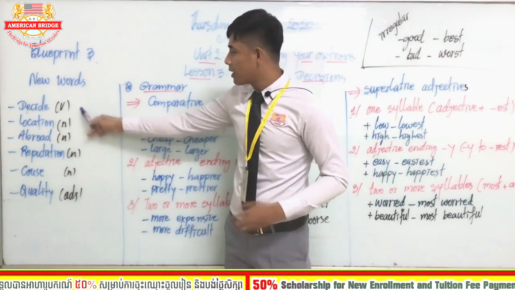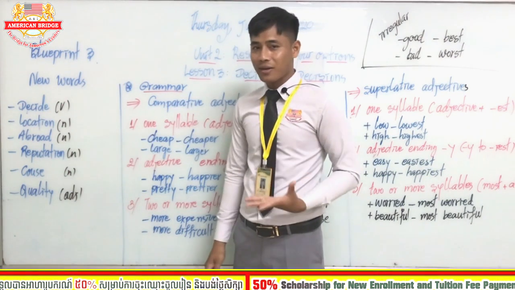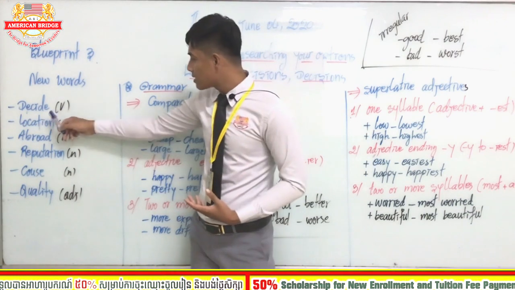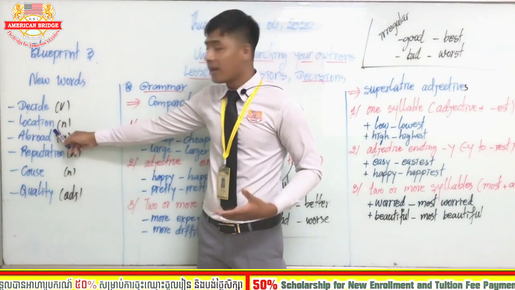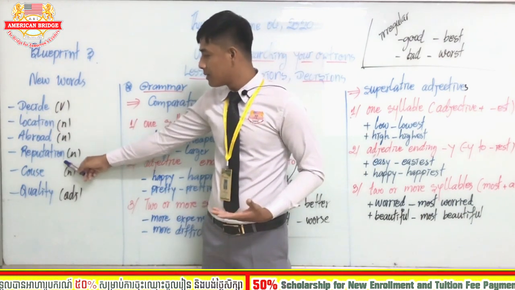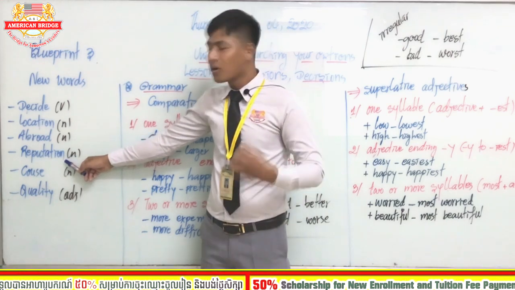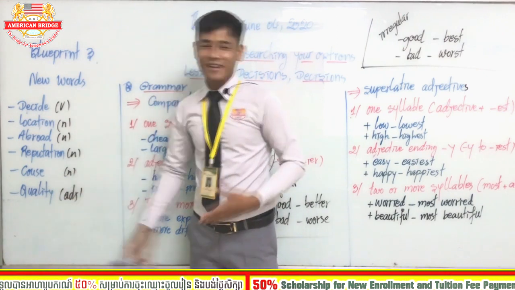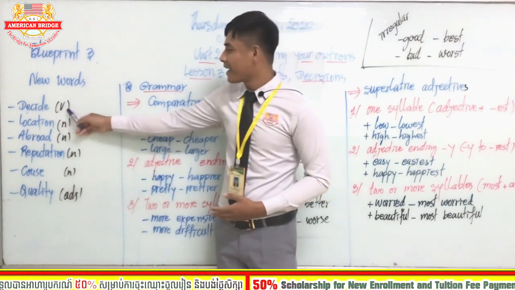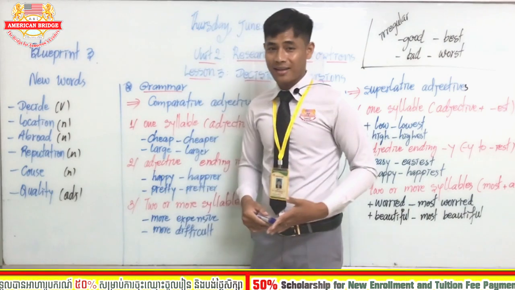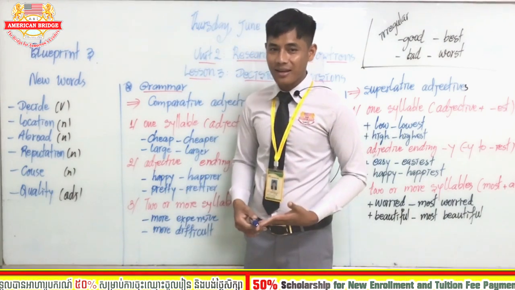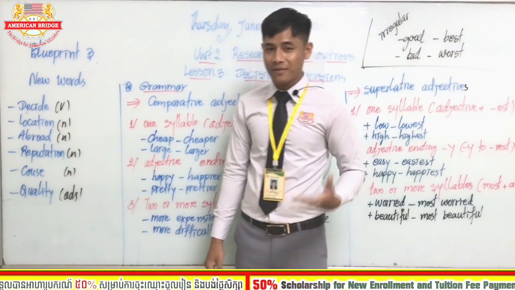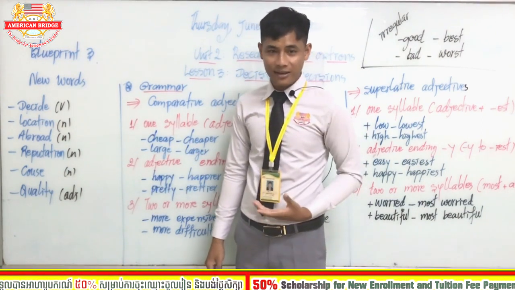Now, let's see the vocabulary, new words. I write new words because we learn new lessons and new words also. So, new words: desired, location, abroad, reputation, course, and quality. So what does desired mean? Who can tell me? Good. Before the teacher tells you the definitions, let's read all of these words together first.